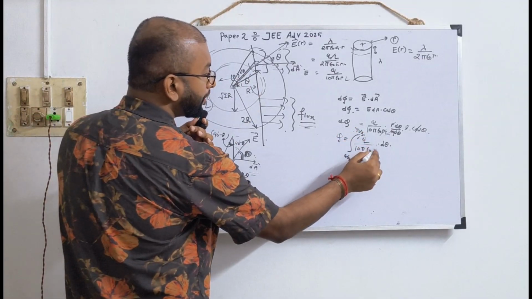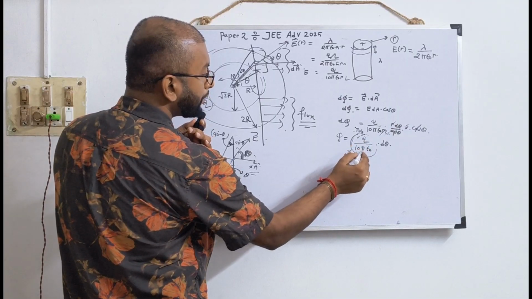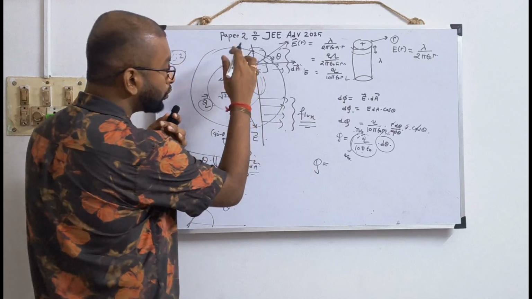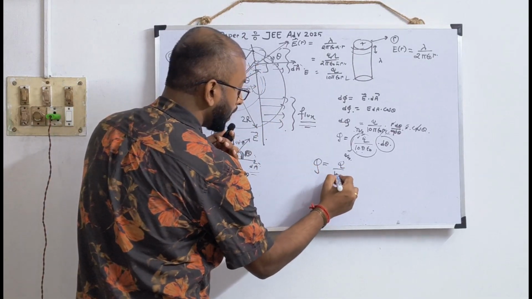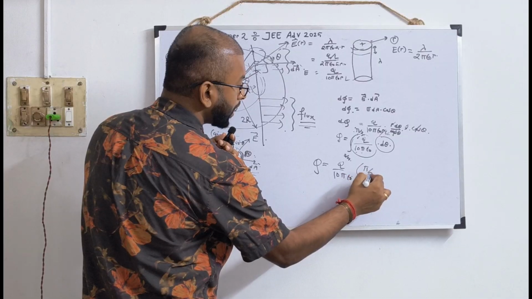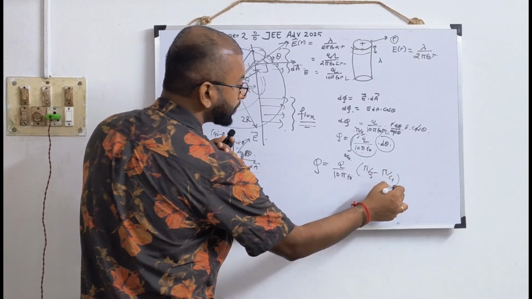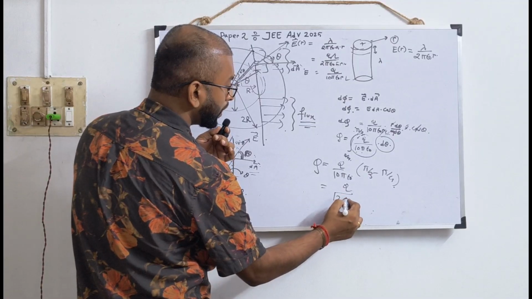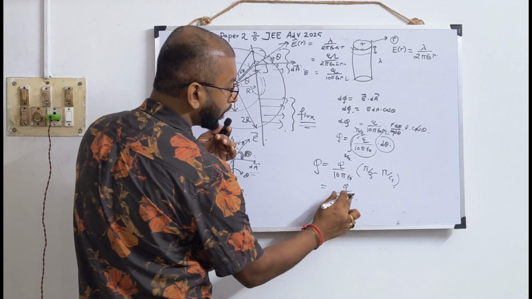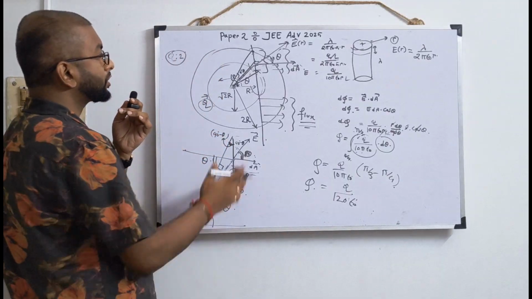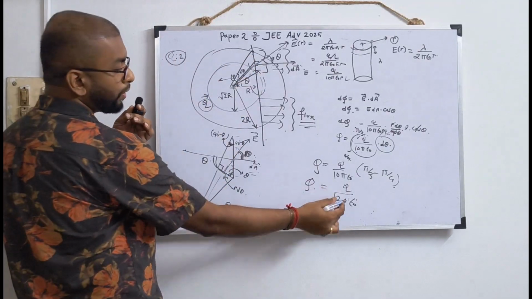So these terms are constant terms, Q and 10 pi epsilon naught, and the only variable is d theta. So phi, the flux through one side, is Q by 10 pi epsilon naught times the integration of d theta. It is theta, that is pi by 3 minus pi by 4, so pi by 12. So Q by 120 epsilon naught, as pi cancels out ultimately. So the flux through one side is Q by 120 epsilon naught.